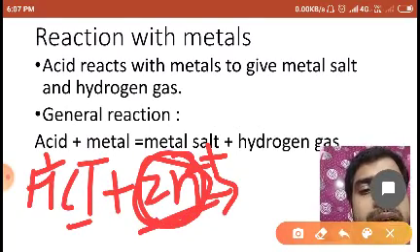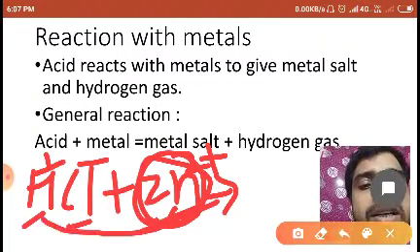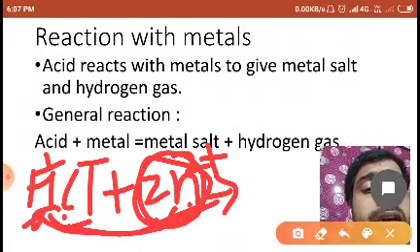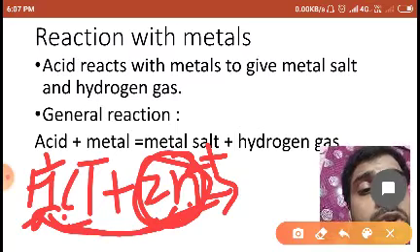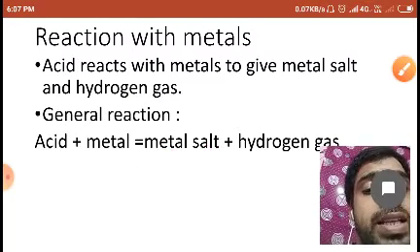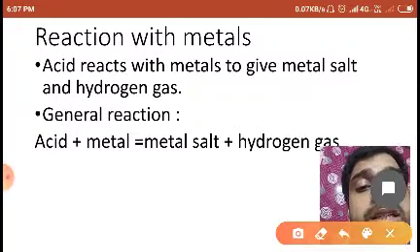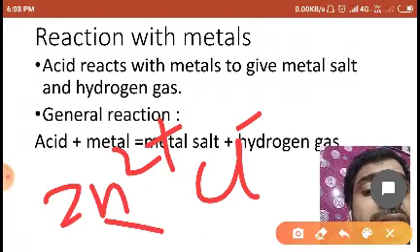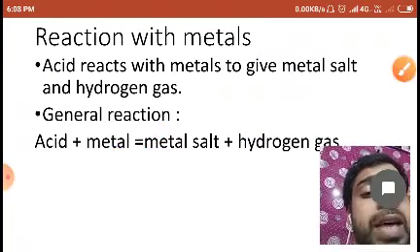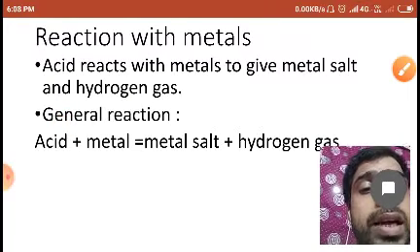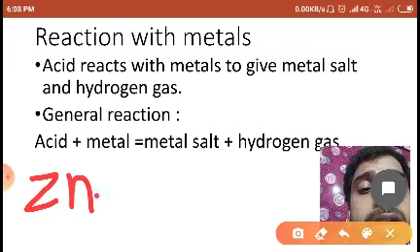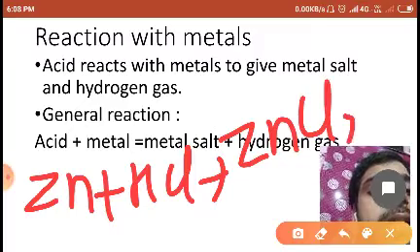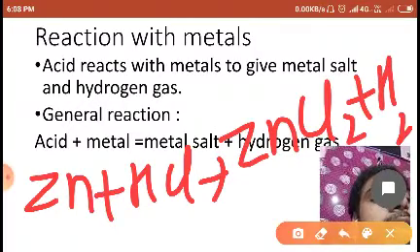Zn is more reactive as compared to hydrogen, so Zn will displace the hydrogen. It will come and react with Cl, and take the place of hydrogen. As you know, Zn has 2 plus valency. So if it combines with Cl, which is 1 negative, what will it form? Exchanging of ions, and here I will write Zn plus HCl. It will form ZnCl2 plus hydrogen gas, H2 gas.